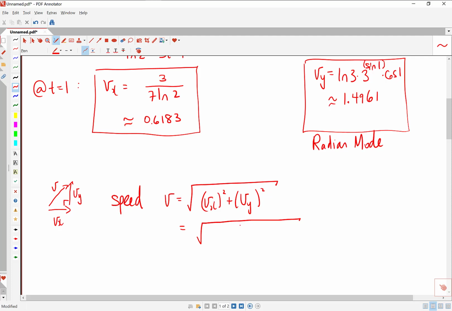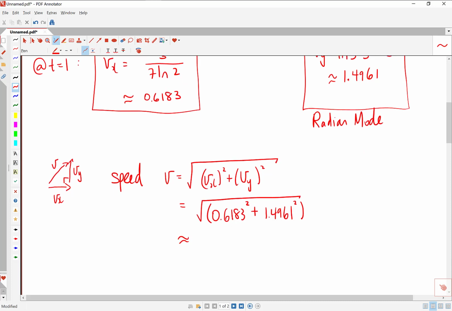Okay, so let's take the square root of our 0.6183 squared plus our 1.4961 squared. Just bracket around that for the sake of the calculator. And we can just drop a couple of decimal places here. So let's say for our speed, let's just give 2 sig figs. Let's say 1.6 meters per second for our speed. So we've carried a bunch of extra decimal places in our intermediate calculation.